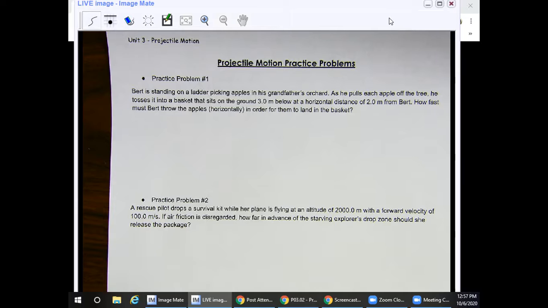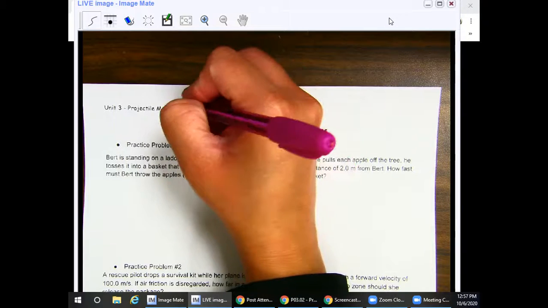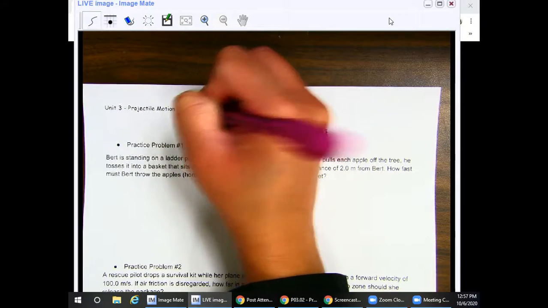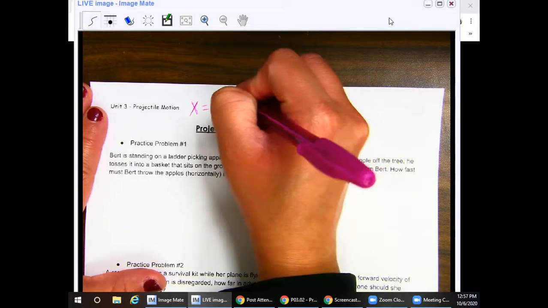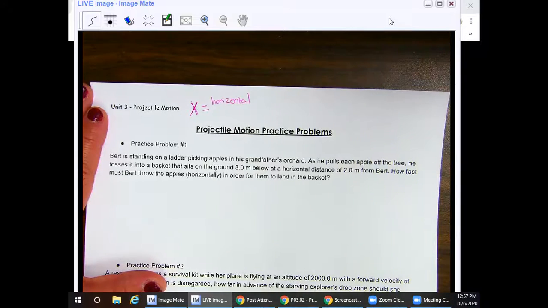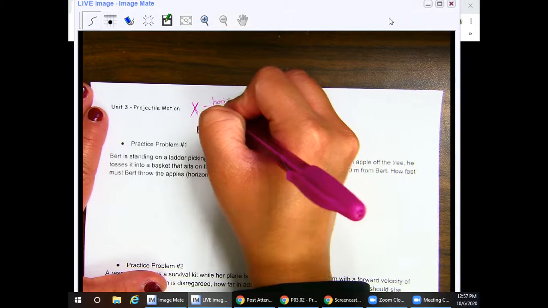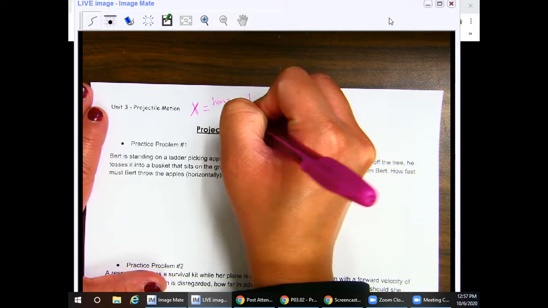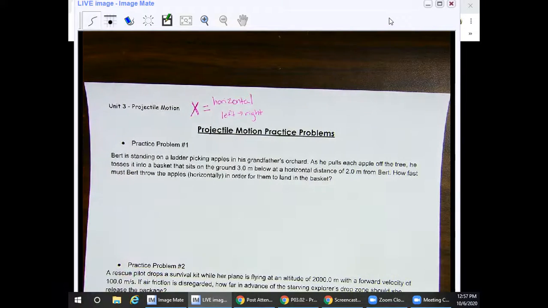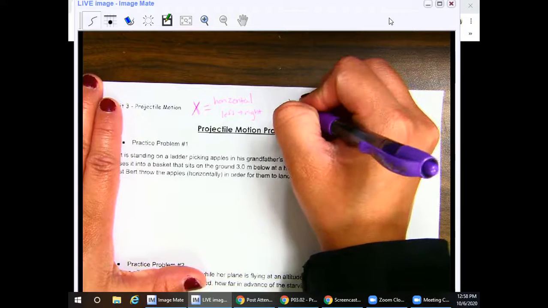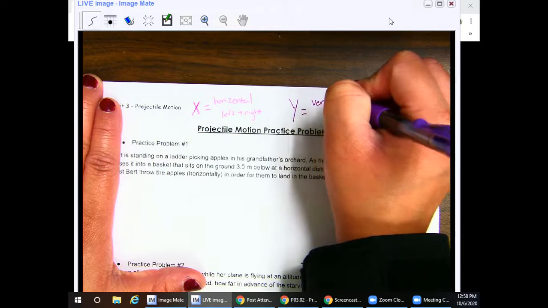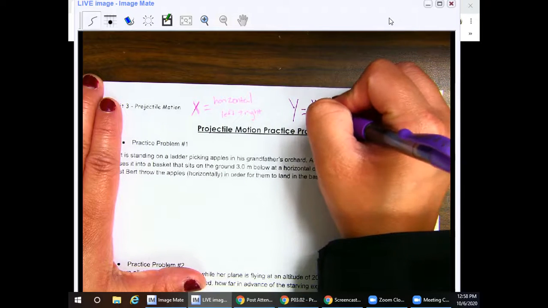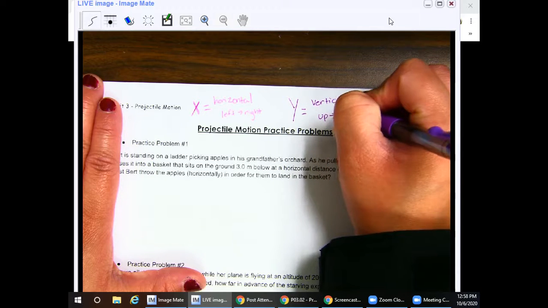So before we start, I just want to remind you of a few things. The first thing is that anytime you see an X, that means it's your horizontal. That just means it's your left to your right dimensions or your right to your left. I also want to make sure you understand what your Y is. Y is your vertical. And that means from your up to your down, or vice versa, it could be down to up.